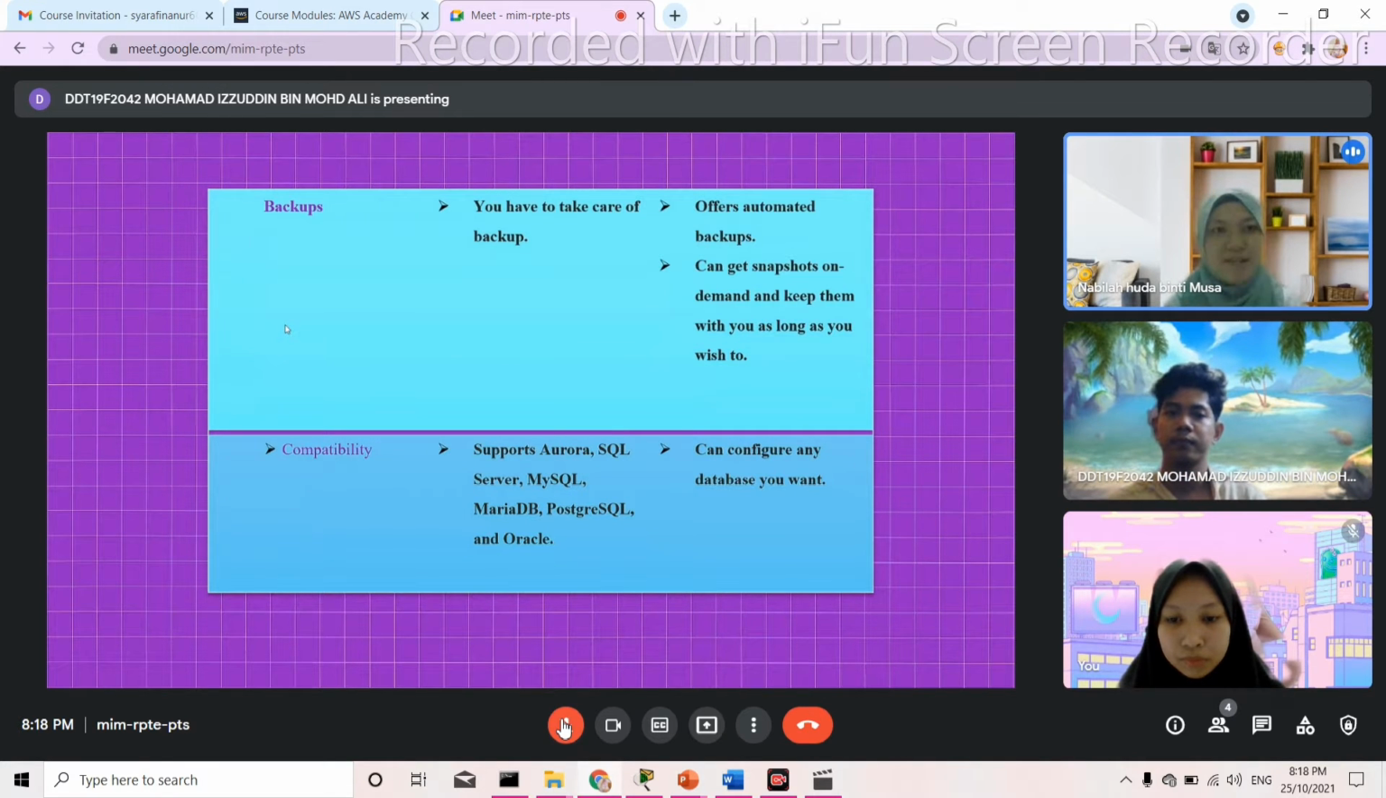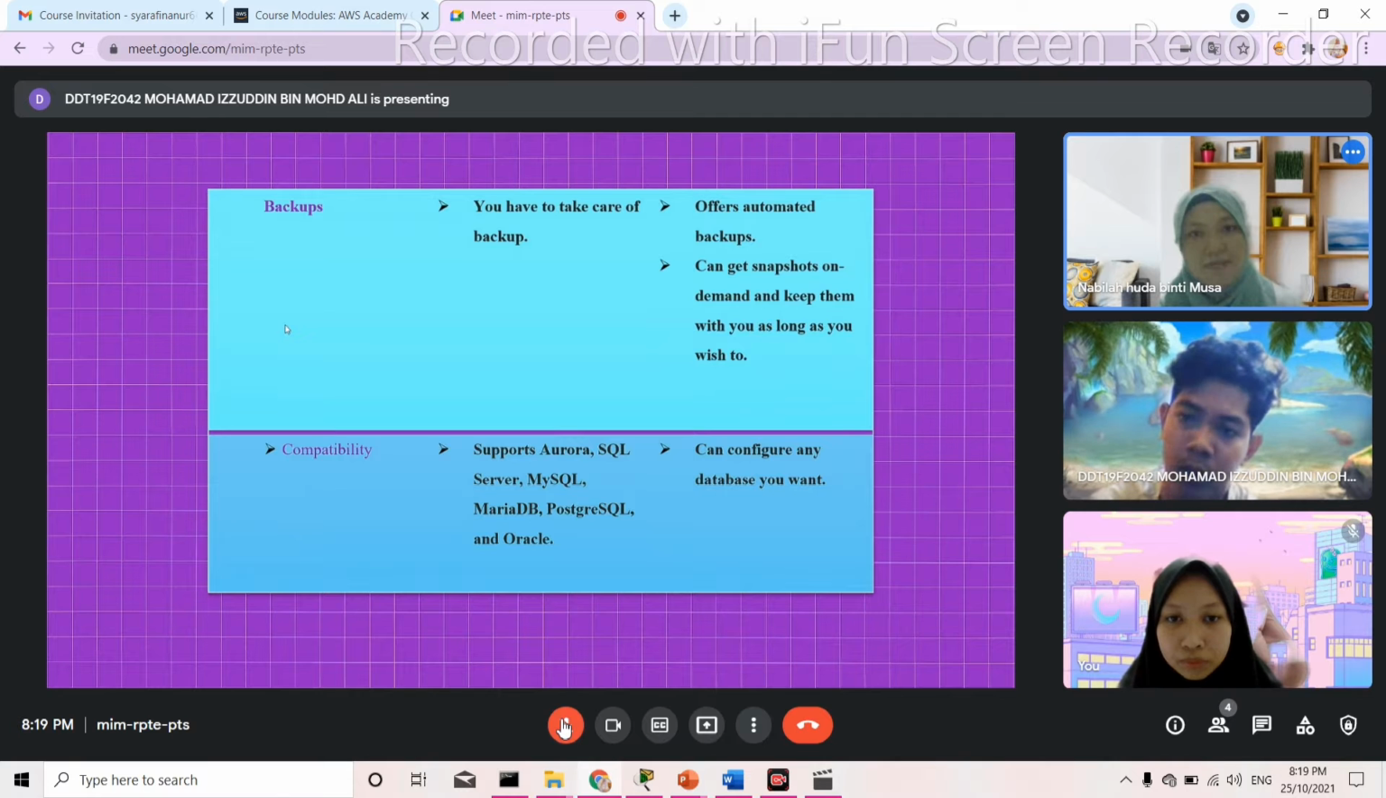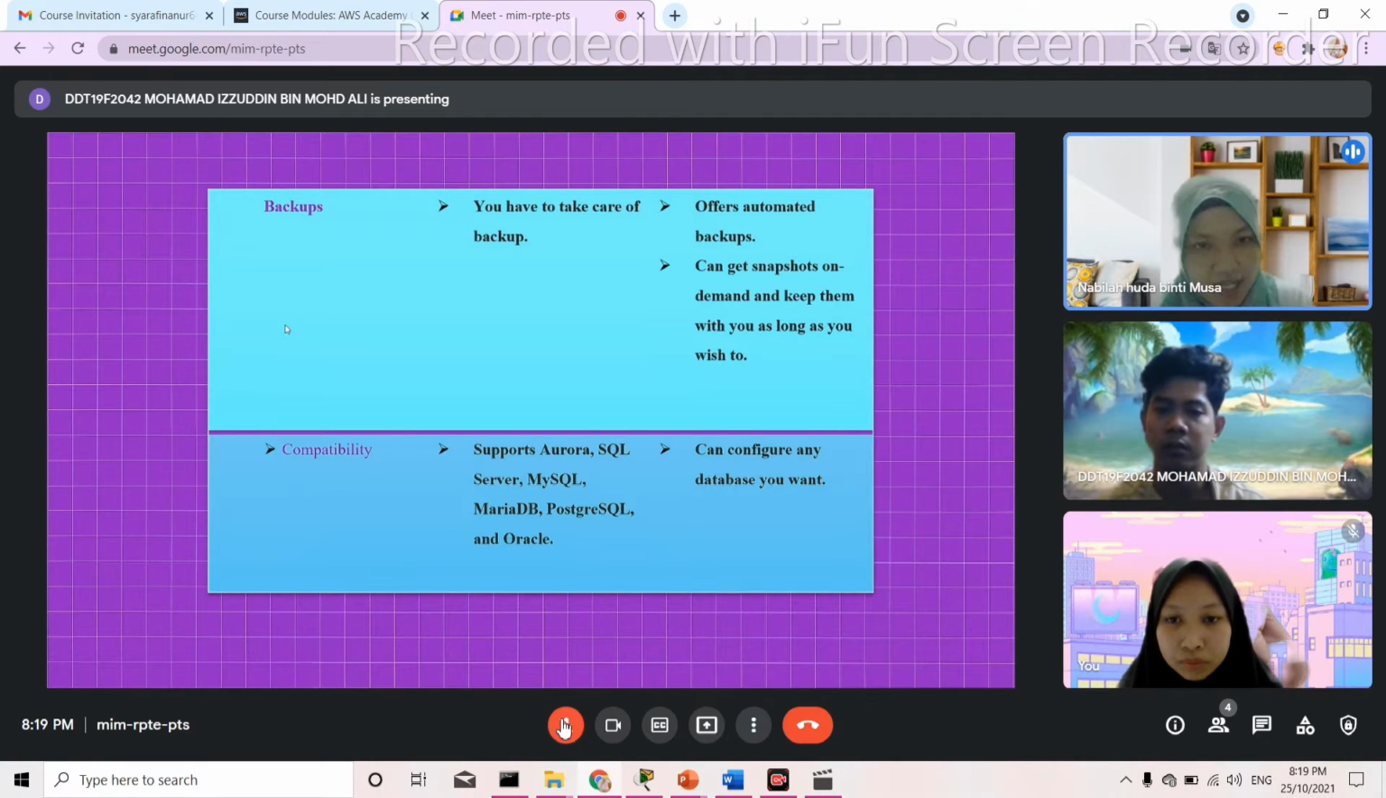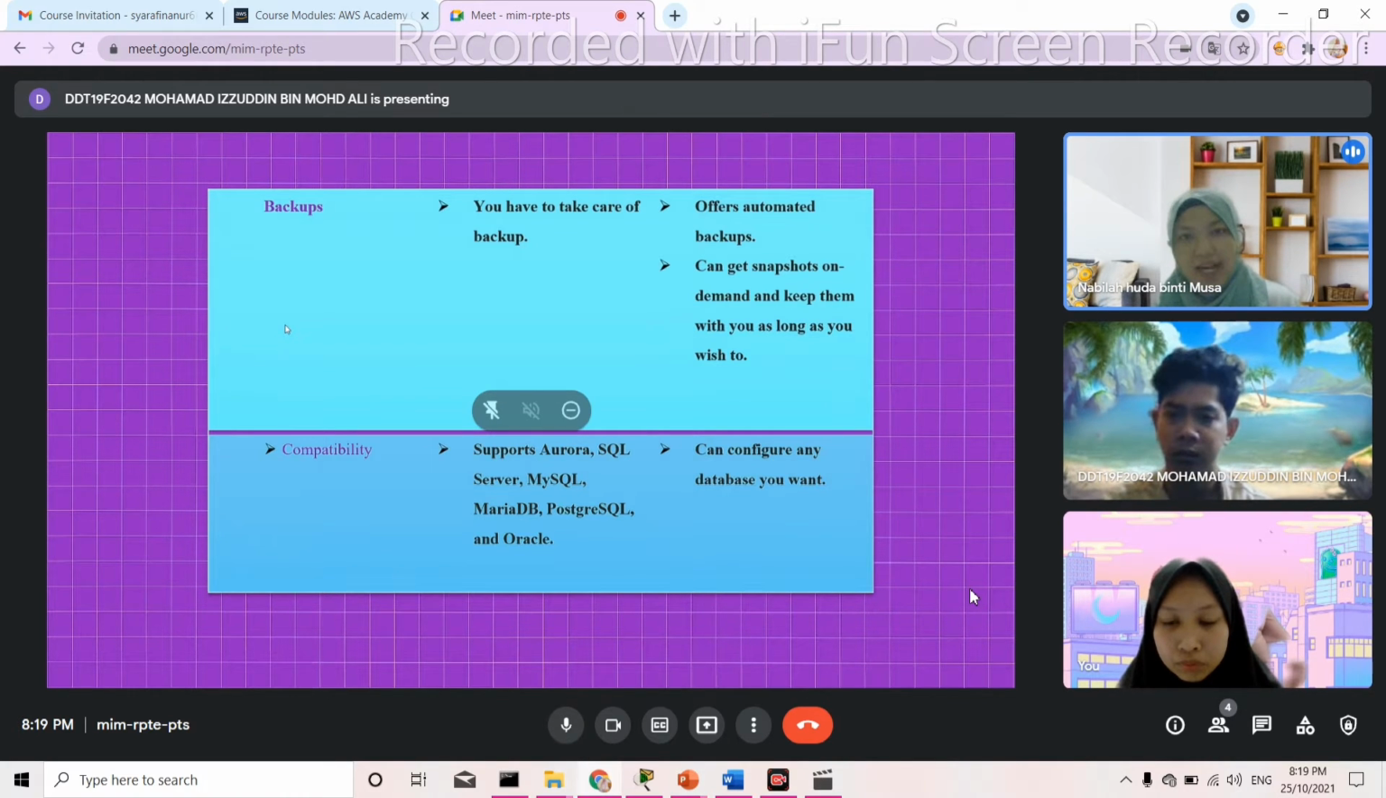Okay, backups. For EC2, you have to take care of backup, and for RDS, it offers automatic backup and can get snapshots on demand and keep them as long as you wish. And compatibility. RDS supports Aurora, SQL Server, MySQL, MariaDB, PostgreSQL, and Oracle, and for EC2, you can configure any database you want.